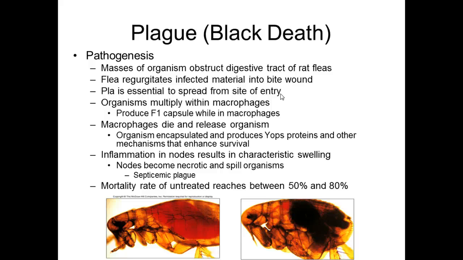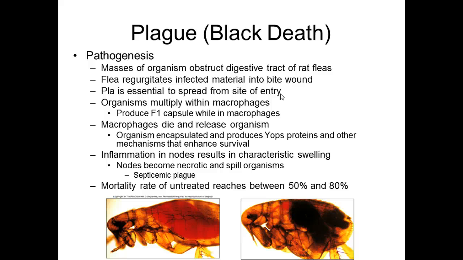And even worse, when they get inside the macrophage, this activates them to produce a capsule. So the F1 capsule is produced when they're in the macrophages. Then the macrophages die and they bust out. They're released from the macrophages, and now they're encapsulated, so it's even harder for us to phagocytose them because it's hard to recognize them. The Yop proteins and other mechanisms then enhance survival.